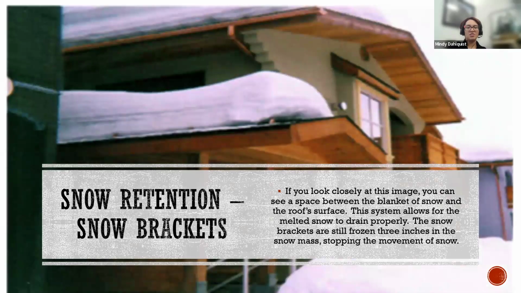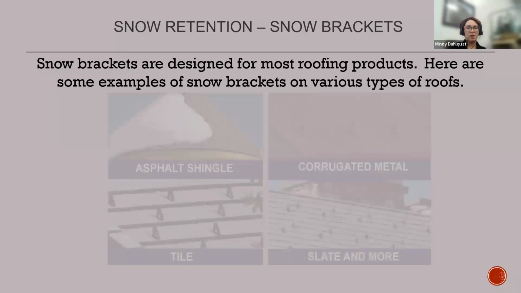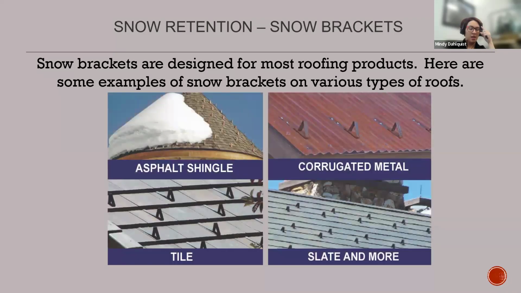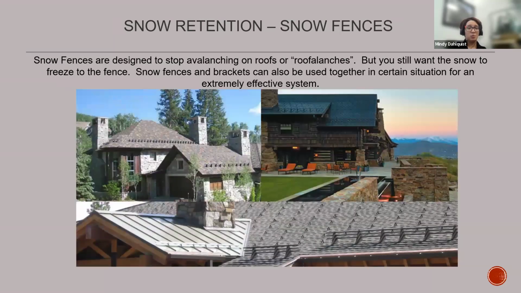If you look closely, there's a little space between that snowpack and the roof surface. That just allows for proper drainage of the snow on the roof. And then snow brackets are designed for most roofing materials. They are very, very versatile. They can be used with snow fences. I recommend that in very heavy snow load areas. And there are different colors, different shapes, all those types of things as well.